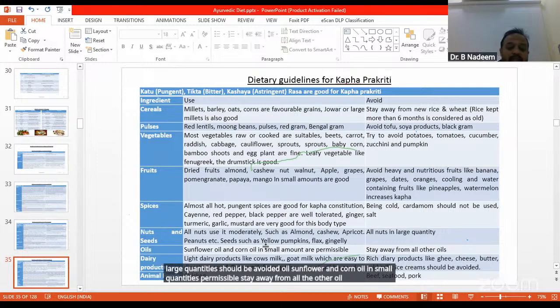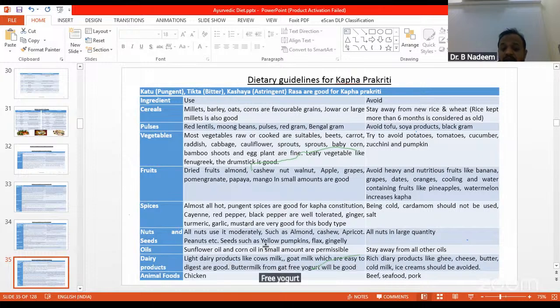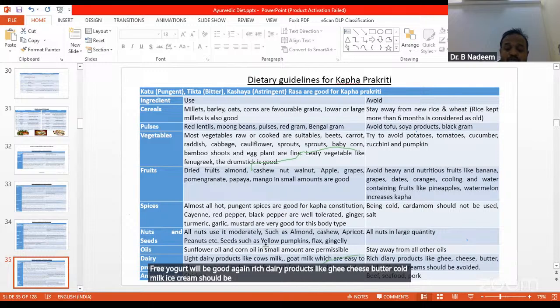In dairy products, light dairy products like cow's milk, goat milk, which are easy to digest, are good. Buttermilk from free yogurt will be good. Again, rich dairy products like ghee, cheese, butter, cold milk, ice cream should be avoided. In animal food, chicken can be taken and advisable.